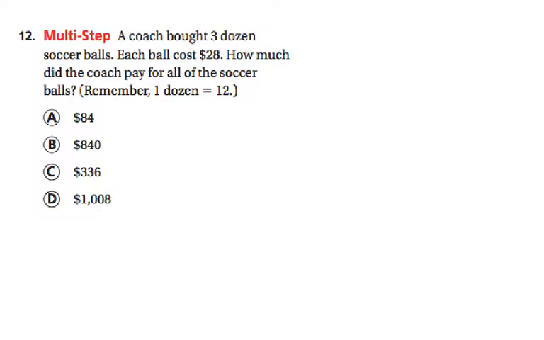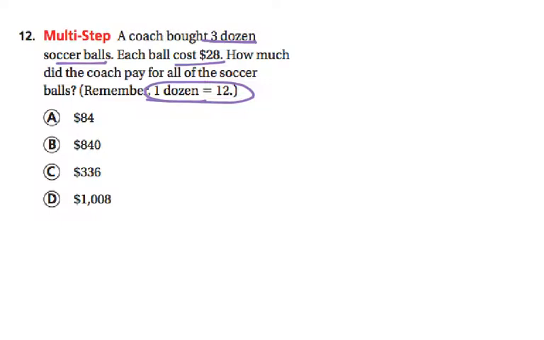Okay, so they tell us that a coach bought 3 dozen soccer balls. That's a lot of balls. Each ball cost $28. How much did the coach pay for all the soccer balls? Remember, 1 dozen equals 12. That's a nice piece of information they gave us. How many balls did the coach buy? 3 dozen. Well, that's not telling us specifically. We want a number, not 3 dozen.